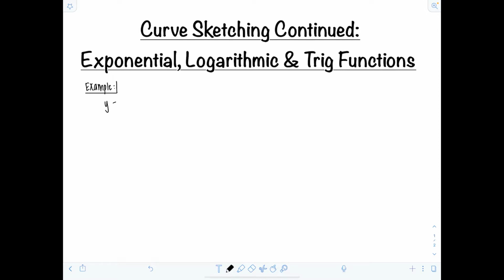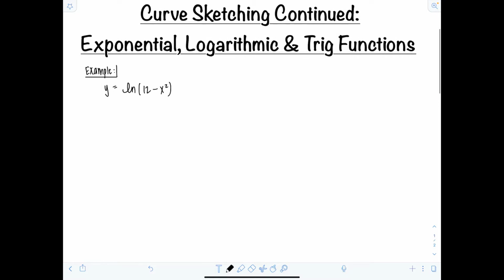We've got y equals the natural log of 12 minus x squared. All right, so I'll remind you what all the steps are. First step, we are going to find the domain. So the domain, let's think here. When we have a logarithmic function, we know that the argument cannot be negative. So what does that mean for us? That means that 12 minus x squared has to be greater than 0.